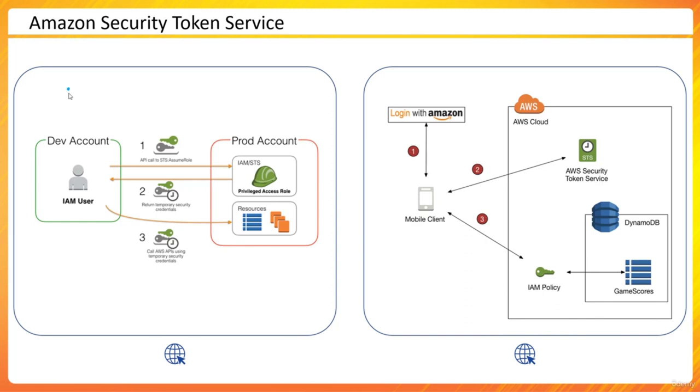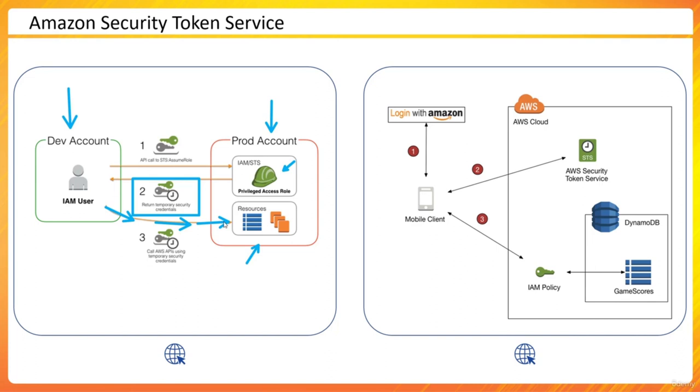First one here is, I have a dev account, and dev account wants to access some resources. What this dev user can do, it can assume a role into a prod account. So this is a role they are assuming. Once they assume a role, a temporary set of credentials are given to them. And then they use that temporary set of credential to make requests to the required resource.